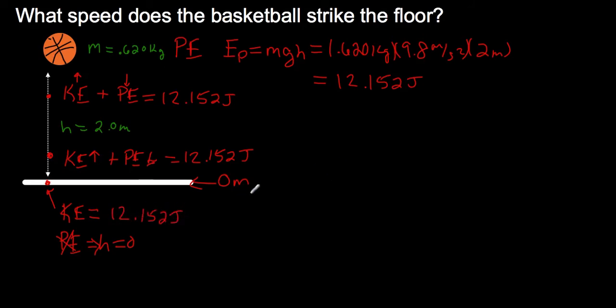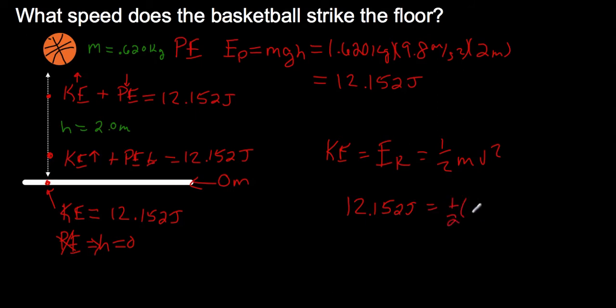So if we want to know the speed of this basketball now, we can go to the very bottom and say the kinetic energy, or again, as IB does it, EK, is equal to 1/2 mv squared, and just plug it in. 12.152 joules is equal to 1/2 times 0.62 kilograms times v squared. And when I solve this for v, my velocity is going to equal 6.3 meters per second.